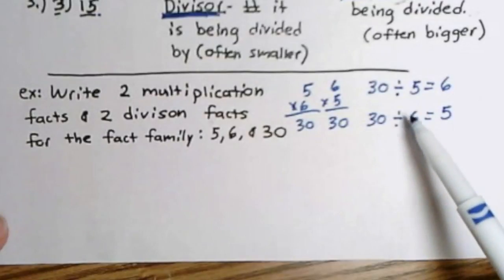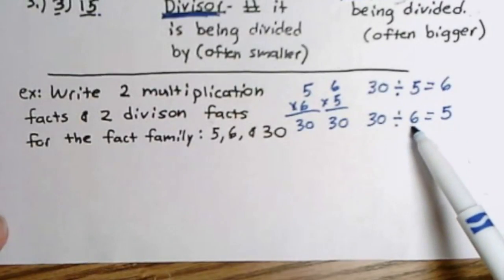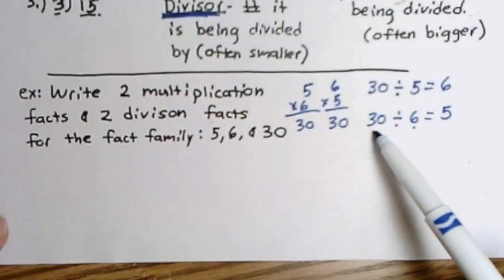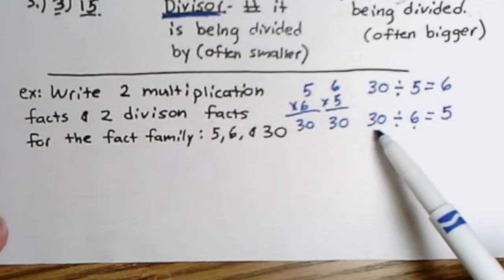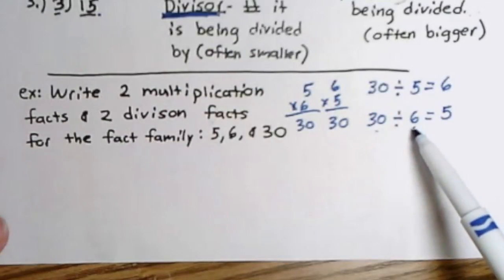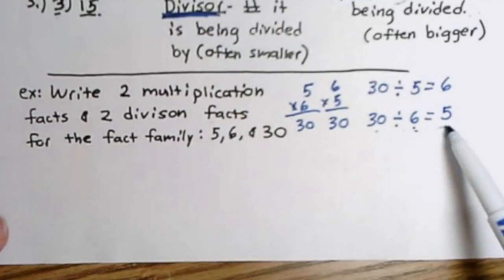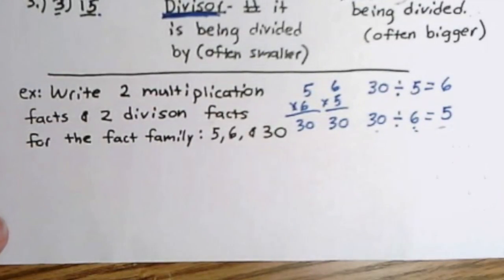I can never put one of these numbers here because that would change my dividend. My dividend has got to be the number that is getting divided. And the 6, what's in this spot, is the divisor. That's what it's being divided by. So the 2 little numbers are here and the big number is there.